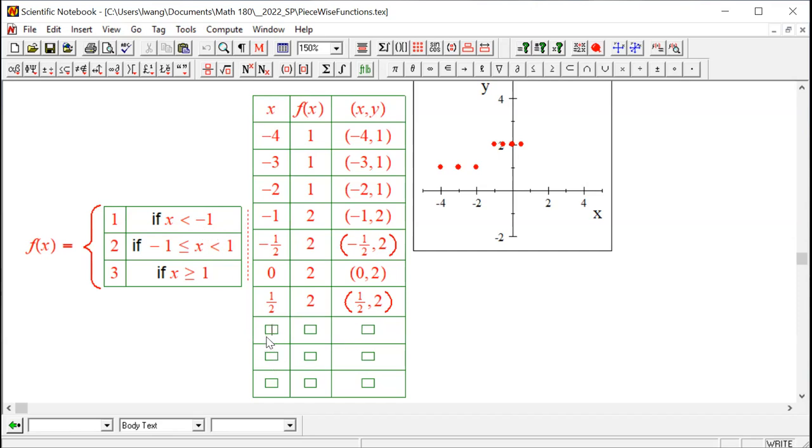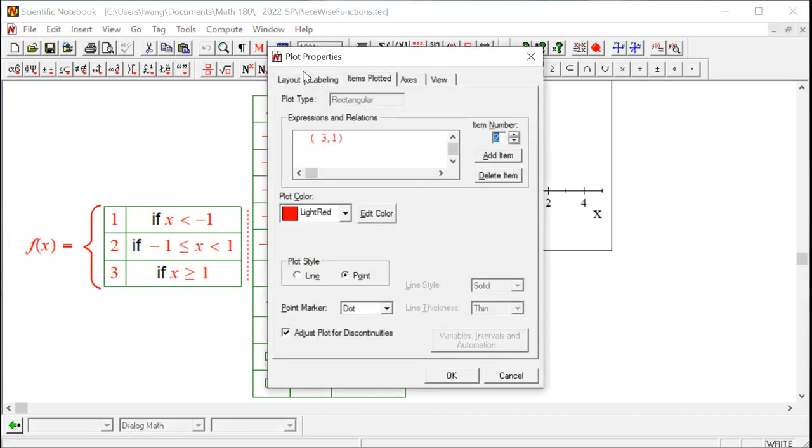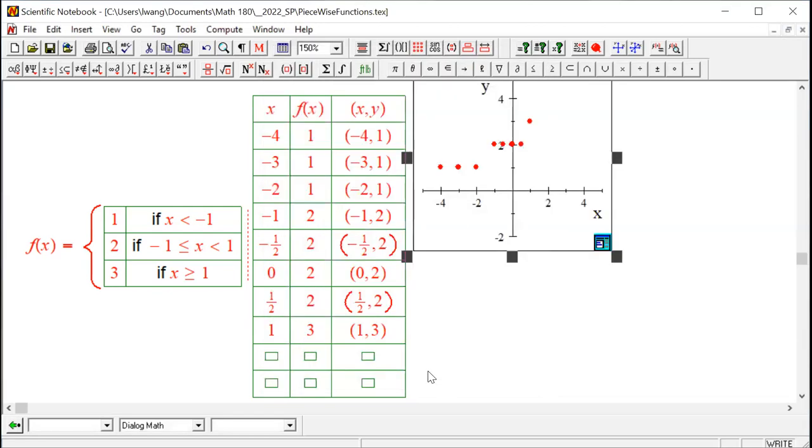But what if we pick +1? If I pick a +1, what will happen? We can no longer use this rule, but we cannot use this rule either because x equals 1, that condition is satisfied here. So when input equals 1, the output is going to be 3. So input 1, output 3. So we're going to put this point on the graph. Okay, right there.